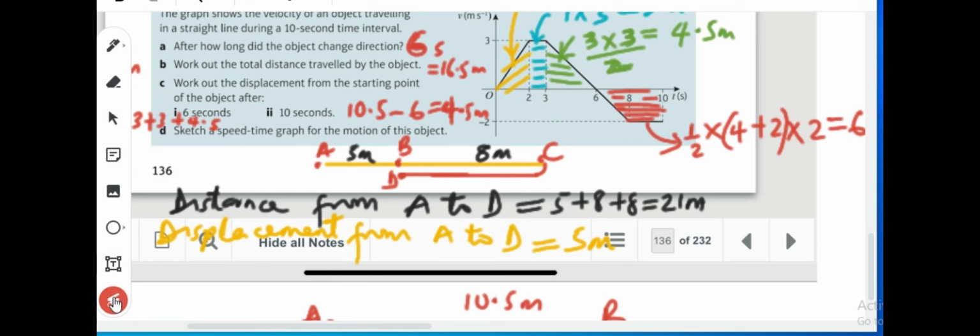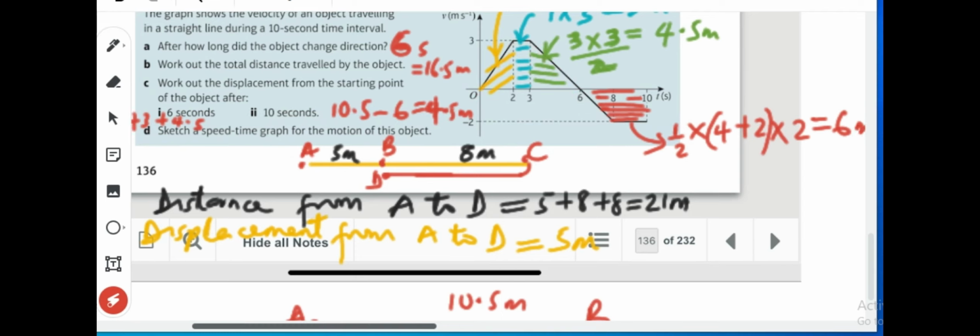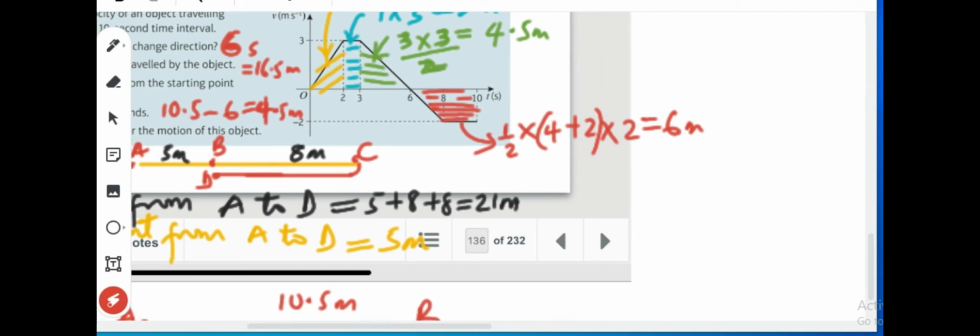Okay, this part says we should sketch the speed against time graph for that motion. Speed against time graph for this motion. The speed against time graph. So this is how it should look. Let me draw the graph like this.